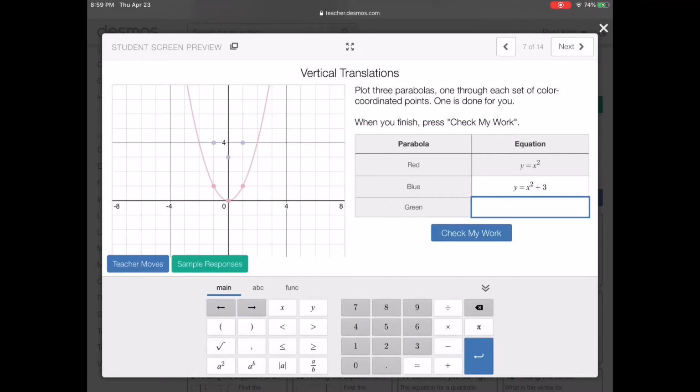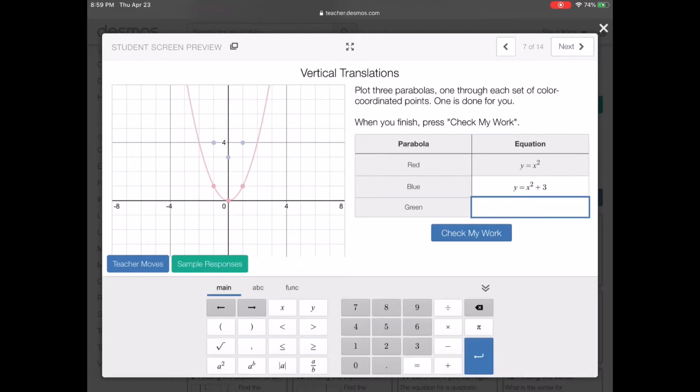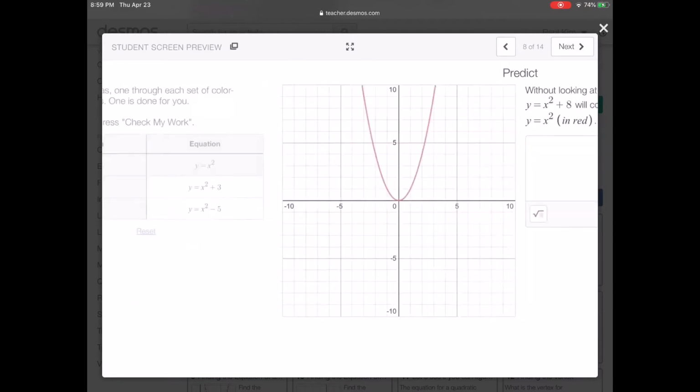And if you look at the green one, it looks like it got shifted down 5 units, right? So because it got shifted down 5 units, I want to put y equals x squared minus 5. And if I check my work, it works out nicely.